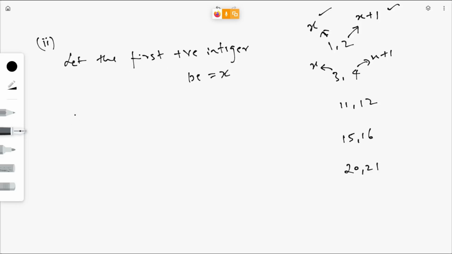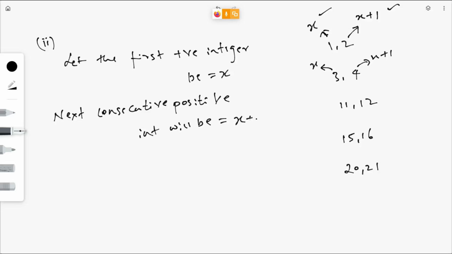Okay, next consecutive positive integer will be, what is the next consecutive integer? x plus 1. x plus 1, right?